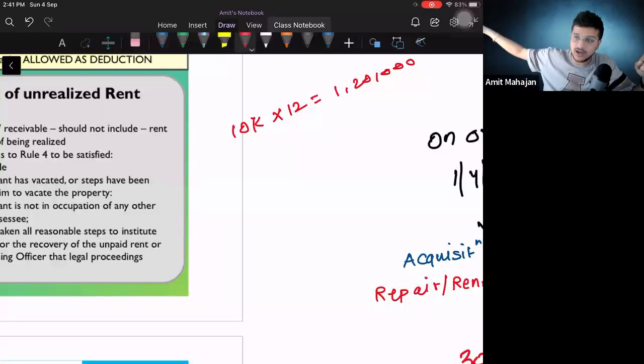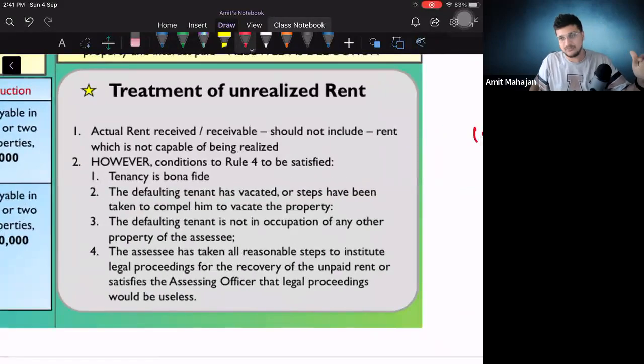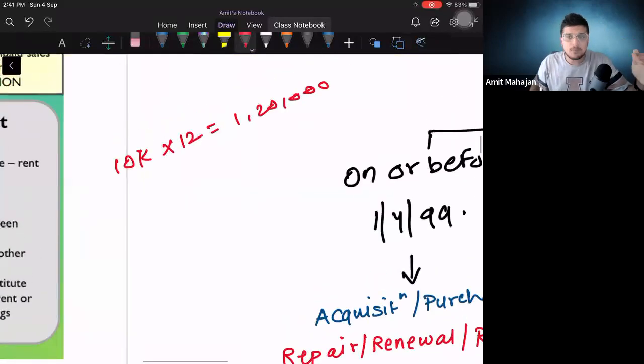ऐसे कुछ दिखा था उधर. Unrealized rent. What was that unrealized rent? This is that unrealized rent. So we used to reduce that unrealized rent, right? Treatment of unrealized rent. For example, can I say I'm comparing expected rent and actual rent received? So can I say unrealized rent or unrealized component I'm not considering in the taxation? Right? Okay, so in this year, that unrealized component of 20,000 we did not consider.